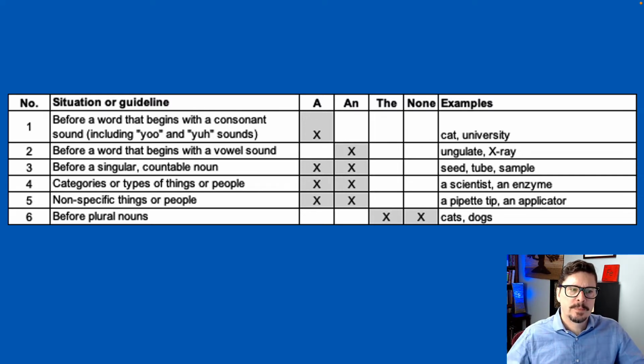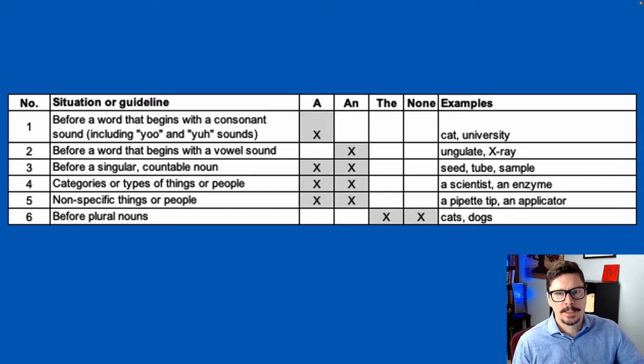All right, situation number five, for non-specific things or people, you would also use a or an. If it doesn't matter which one, you just say, hand me a pipette tip. So a means any pipette tip out of the box or the bag of pipette tips. Hand me a pipette tip, or hand me an applicator. It doesn't matter which applicator, you just need an applicator. So this is what I mean by non-specific.